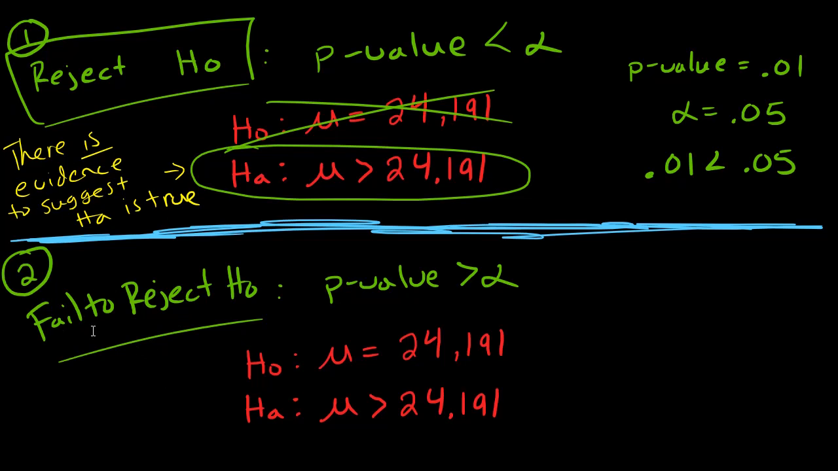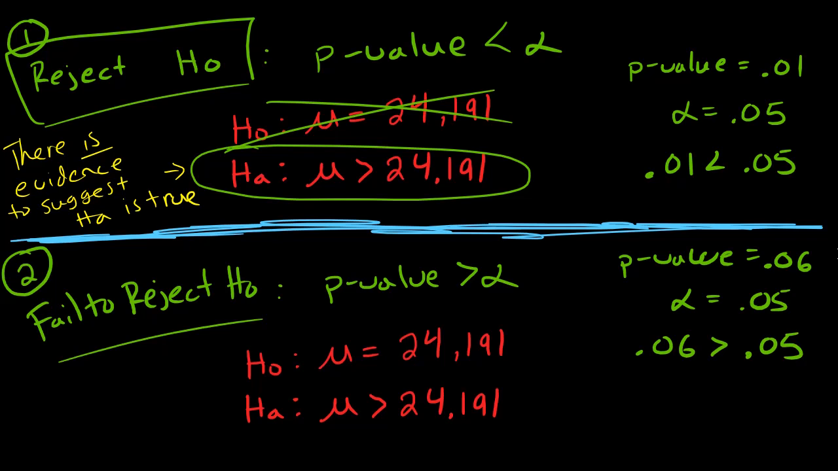The second choice is you fail to reject the null hypothesis. And you will do this when you have a p-value, say I calculated my p-value based off my data, and I have 0.06, and alpha is 0.05. So 0.06 is more than 0.05. That brings us to this fail to reject the null hypothesis scenario.